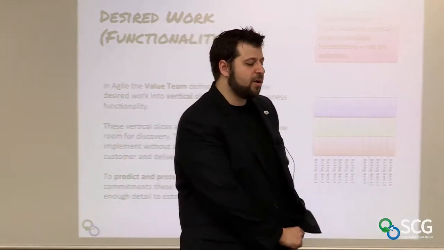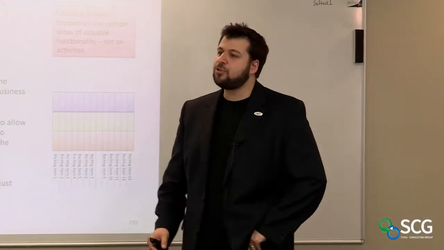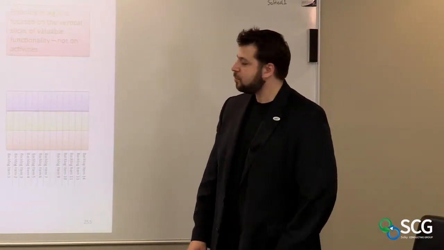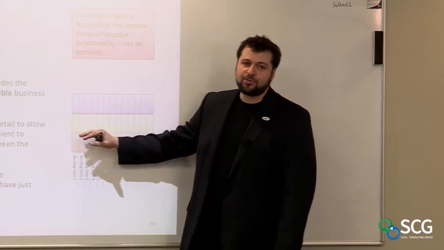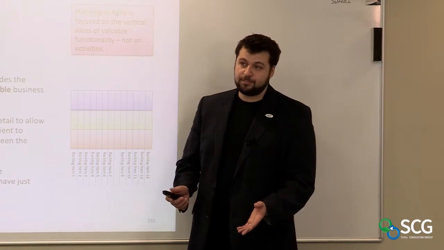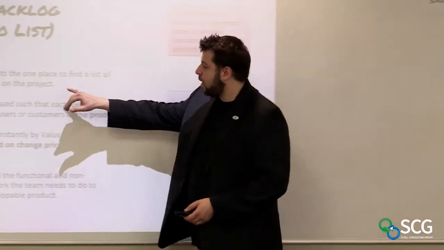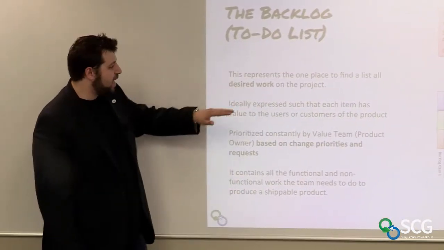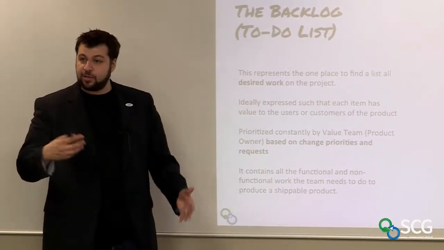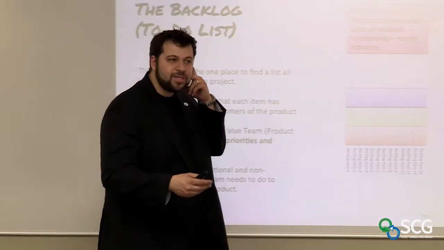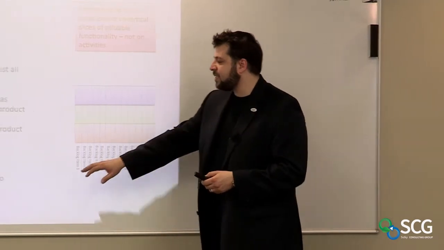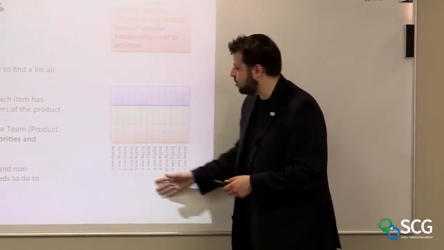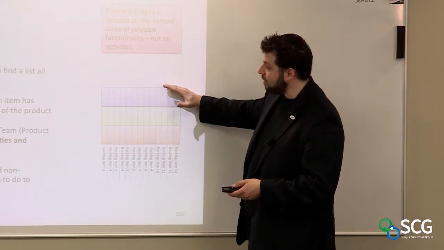That's really going back to our theme about value, value, value. Even our to-do list is value-based. Now, valuable to whom is really important. Valuable to the customer or user, not valuable to developers. So, the backlog represents one place to find a list of all the desired work for the project. It's ideally expressed so that each item has a value to the users. It's constantly prioritized by the value team or the product owner, whatever flavor you want to use. And it contains functional and non-functional work that the team needs to work on. So that's basically the backlog.